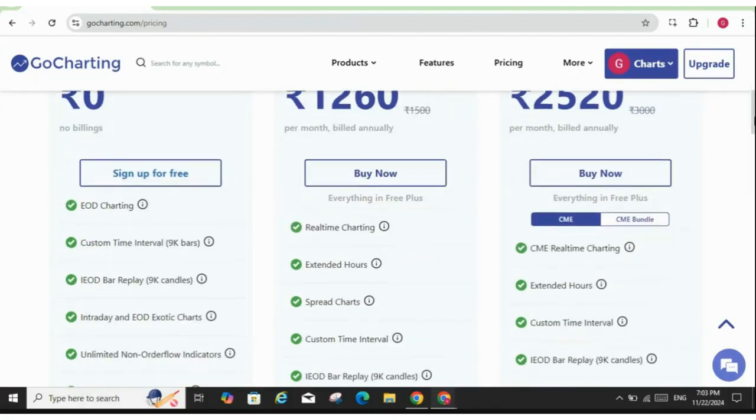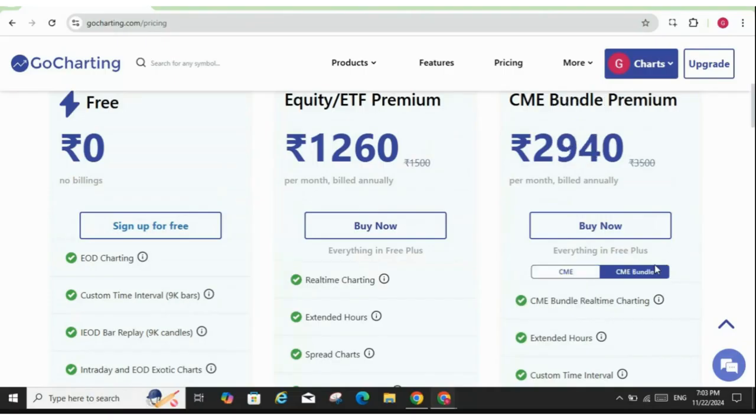But apart from this, if you also want to trade in, for example, energy like crude, or commodities like gold, in the US there are different exchanges for different things. We have exchanges like NYMEX, COMEX, and CBOT. CBOT is basically for Dow Jones and all those things. If you take the CME Bundle, it will include all the other exchanges as well. CME Premium includes only the index and currency futures, and this includes all the others.